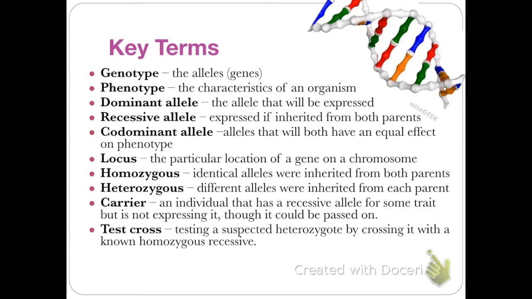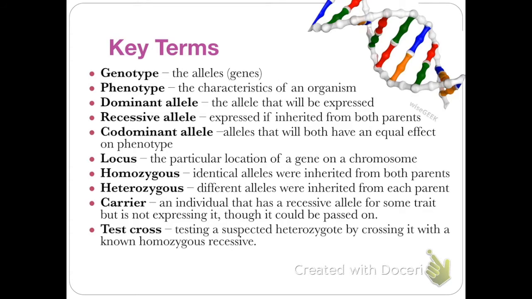So the first is genotype. Genotype is the alleles or the genes that an individual possesses. Phenotype is the physical characteristics of that organism. For example, someone may have a gene for a widow's peak, but they may not be expressing that widow's peak. So in that way, genotype and phenotype can differ. However, genotype, of course, leads to phenotype.